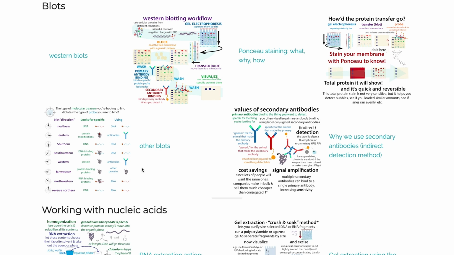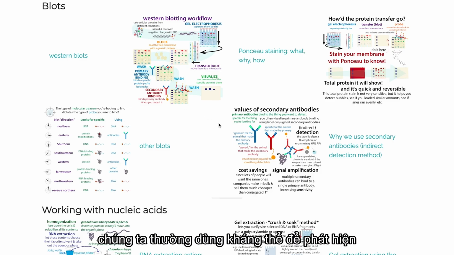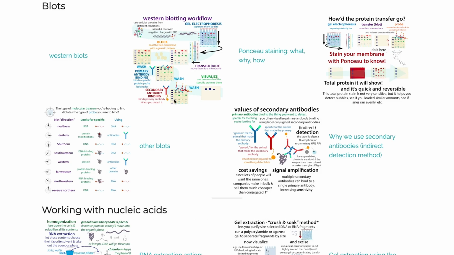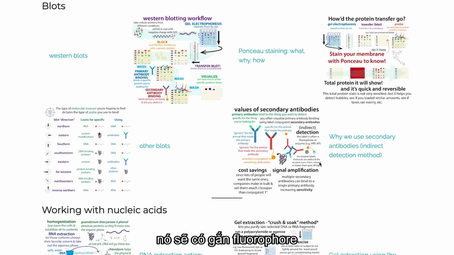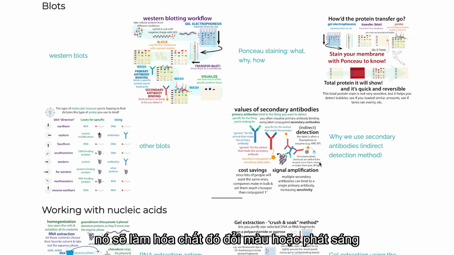And so we can use different types of blots depending on what type of molecule we're looking for. In the case of a Western blot, we're using antibodies to detect a protein of interest on that membrane. Often we use a primary antibody that's going to bind to our protein of interest, and then we have a secondary antibody that's going to bind to that primary antibody. The secondary antibody is going to allow us to detect it. It's going to have either a fluorophore on it, so it's going to be able to give off light when you shine a certain light at it, or it's going to be conjugated, or attached, to an enzyme like HRP, which then, when you add a chemical, will make that chemical turn colored or give off light.